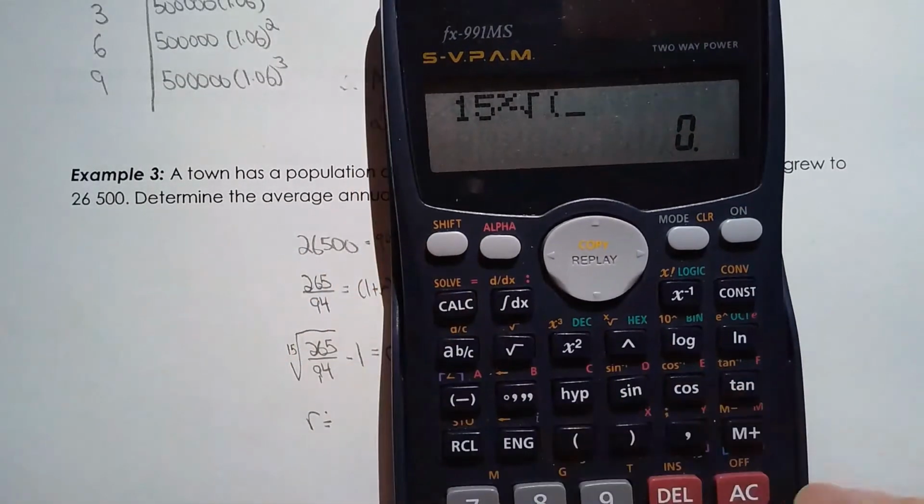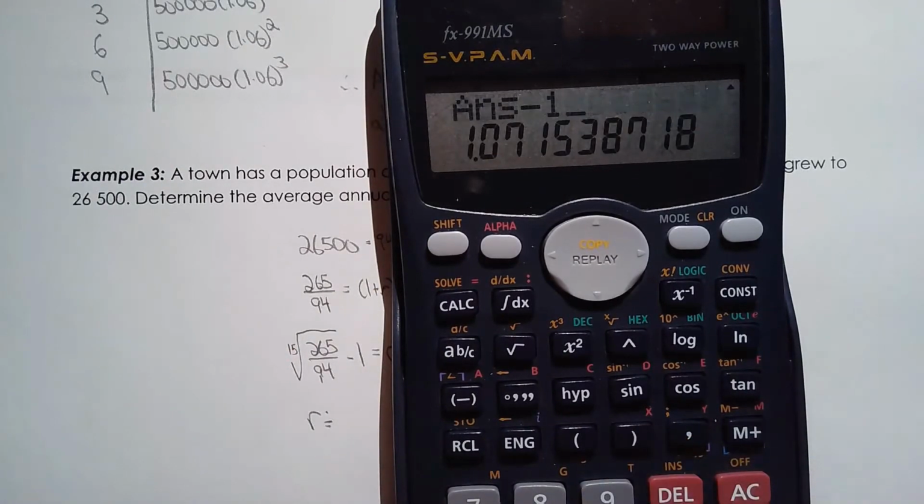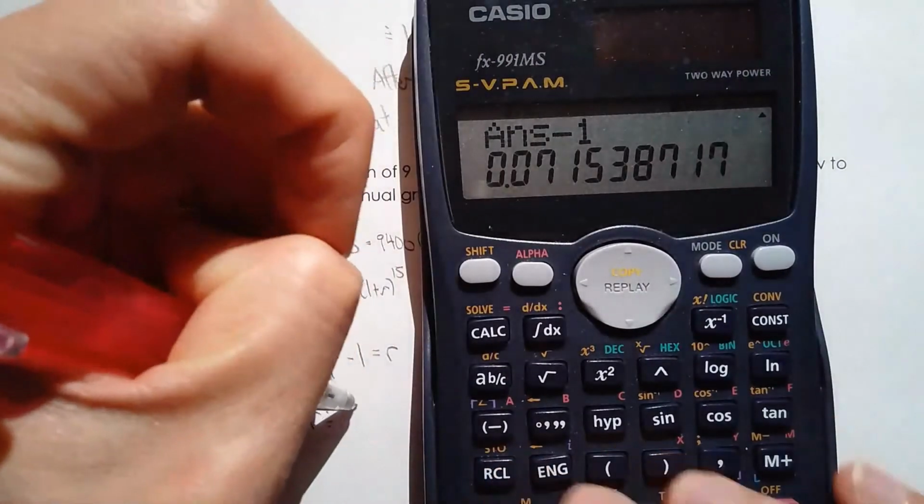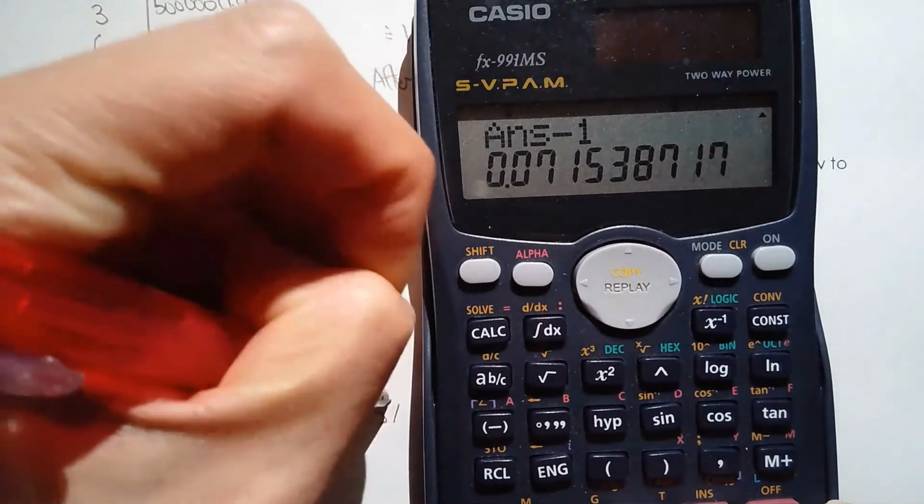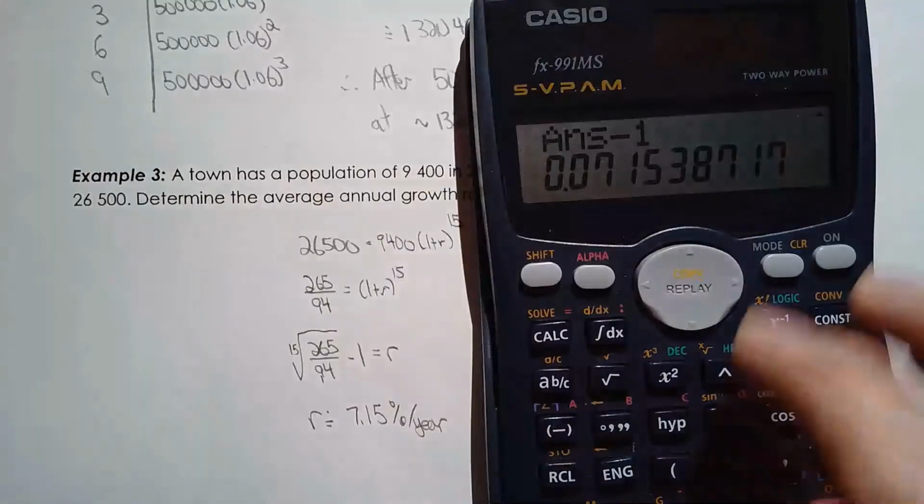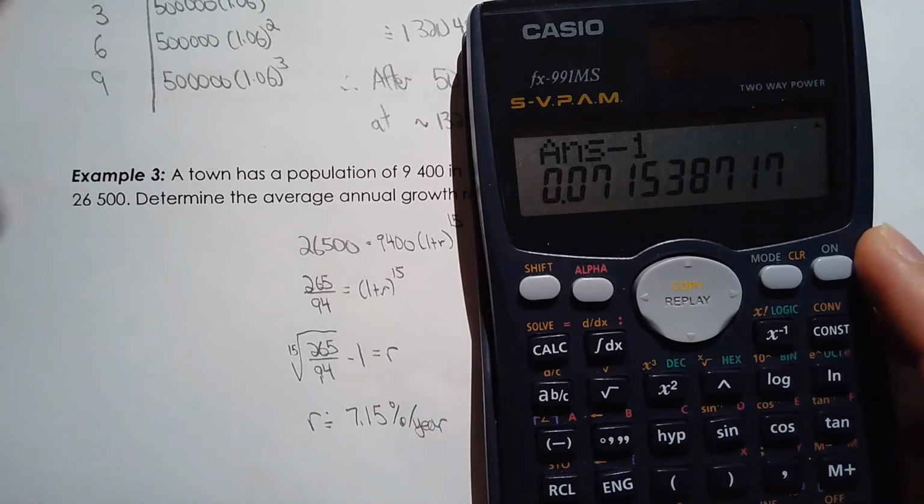All right, so the town is growing at about 7.15% per year. Okay, so remember, we're averaging this out. For example, some years the population might not grow as much, and some years it might grow more, but on average, we're going to say it's about 7.15%.